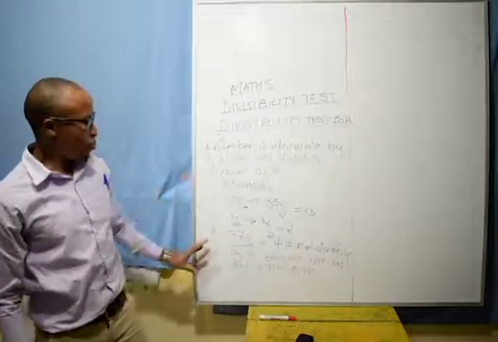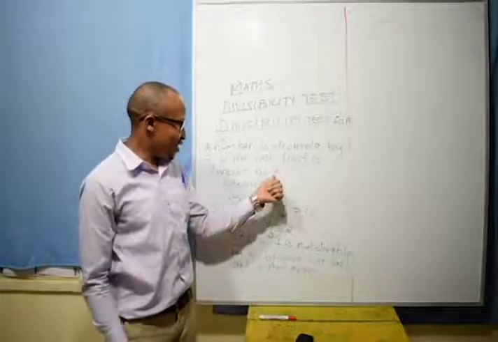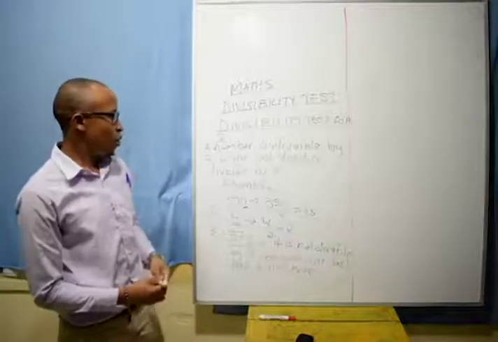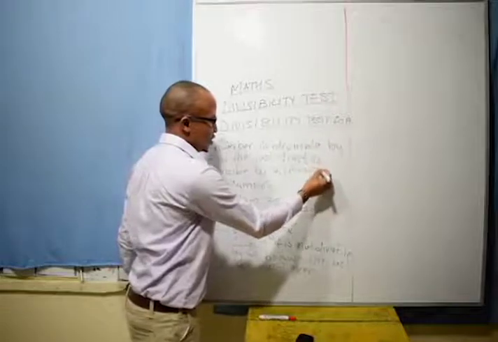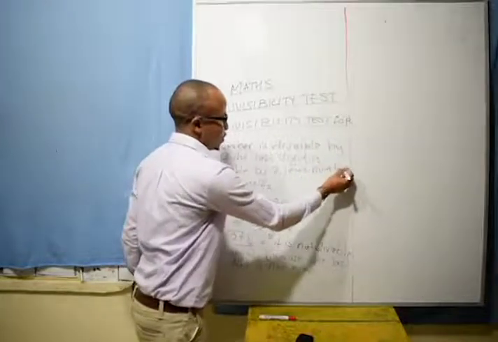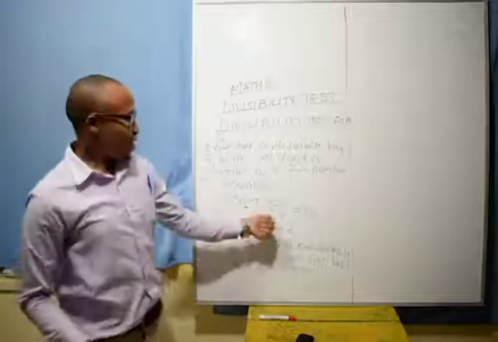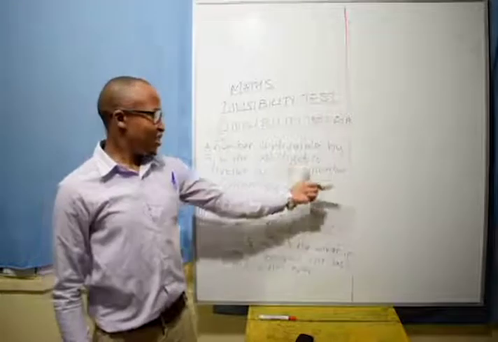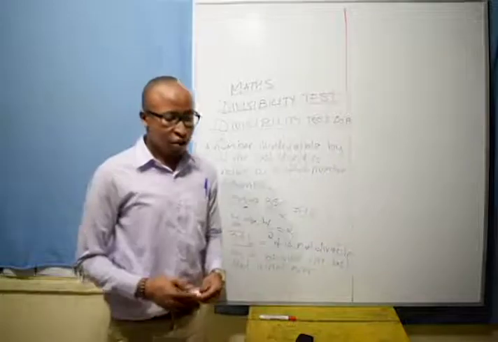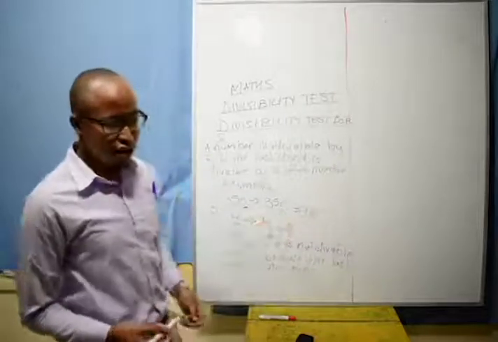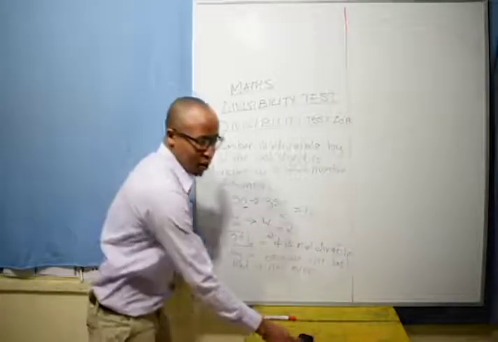So that's what you are supposed to know. Identify the last digit. Is it divisible by 2 or is it an even number? You can say it is an even number. So suppose you get the last digit is divisible by 2 or it is an even number, so that number is divisible by 2. So let's go to the next one, divisibility test for 3.